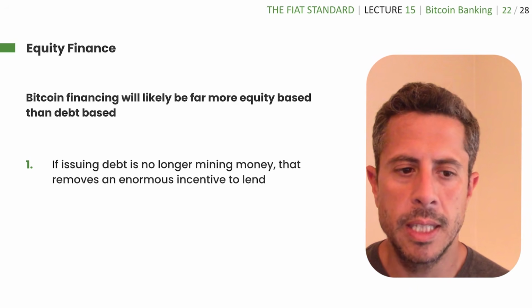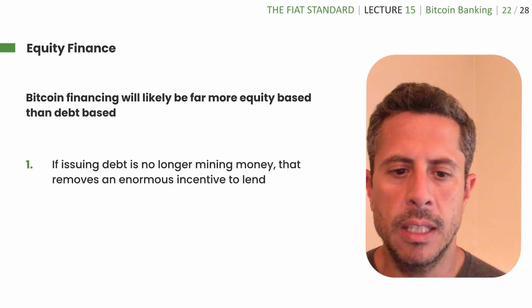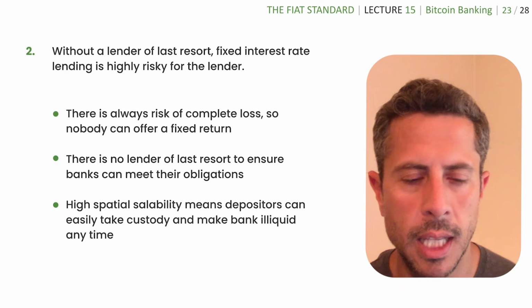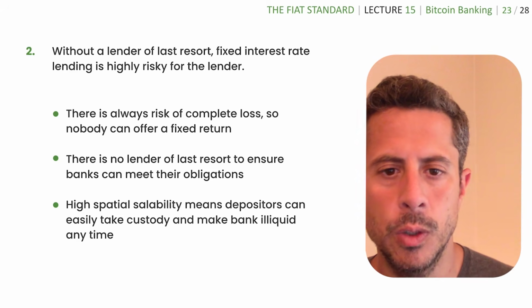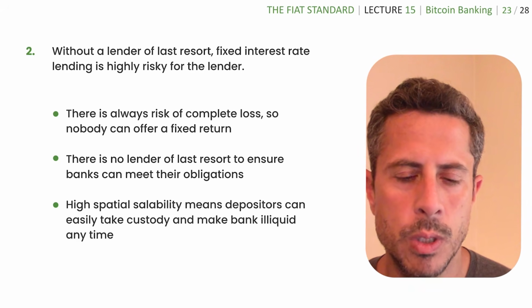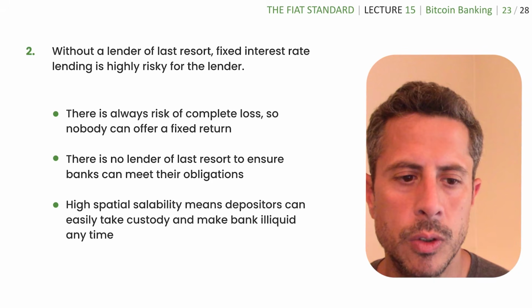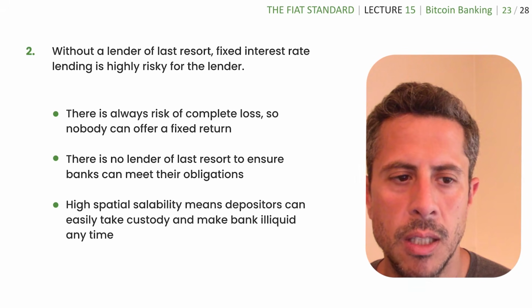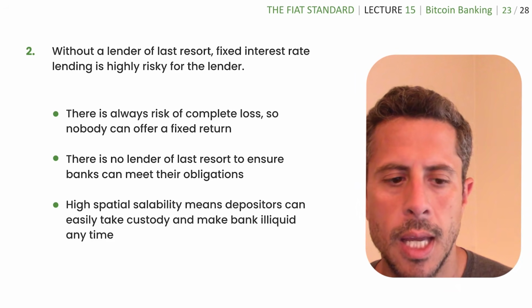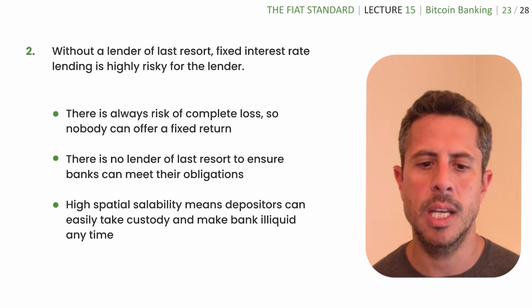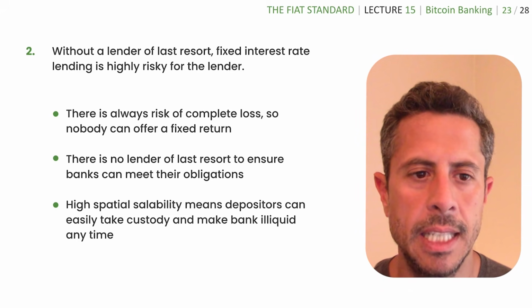more equity-based than debt-based. Because A, if issuing debt is no longer mining money, that removes an enormous incentive to lend. Secondly, without a lender of last resort, fixed interest rate lending is highly risky for the lender. There's always risk of complete loss, so nobody can offer a fixed return. There's no lender of last resort to ensure banks can meet their obligations. And there's very high spatial salability, which means depositors can easily take custody and make the bank illiquid at any time.